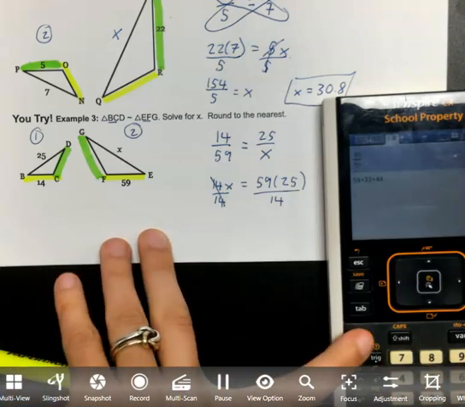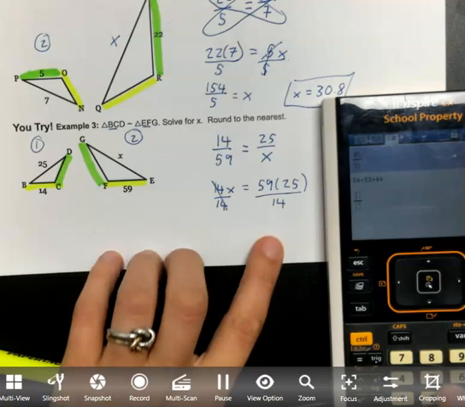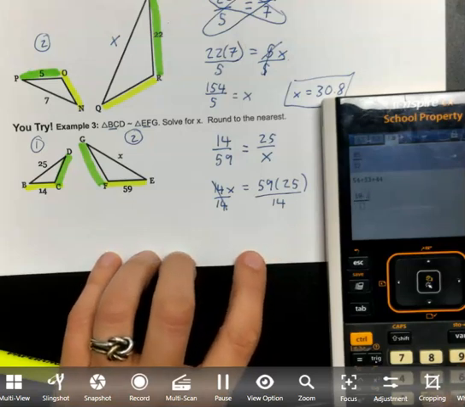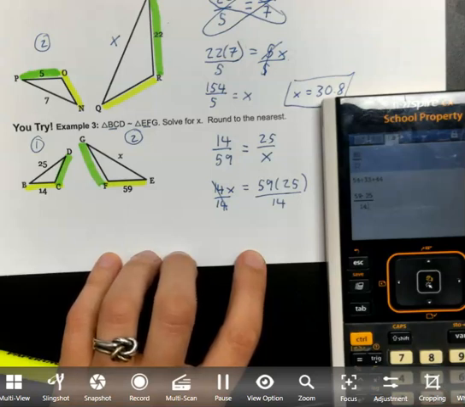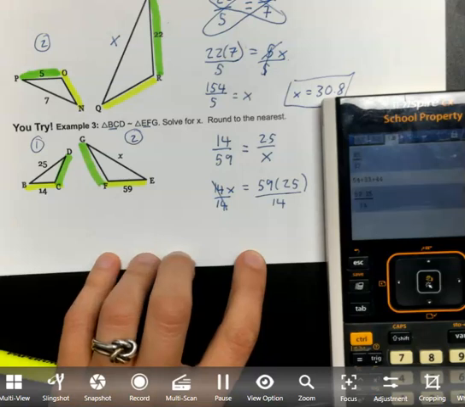So control divide so that I can enter it as a fraction. 59 times 25 divided by 14. And I'm going to put a little dot after my 14, a little decimal point to say, hey, I want a decimal answer. And it'll give me a decimal answer, 105.35.